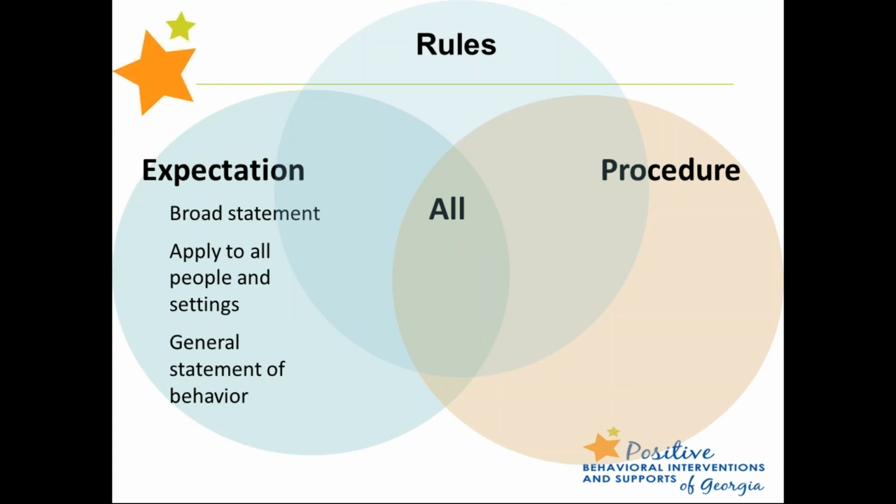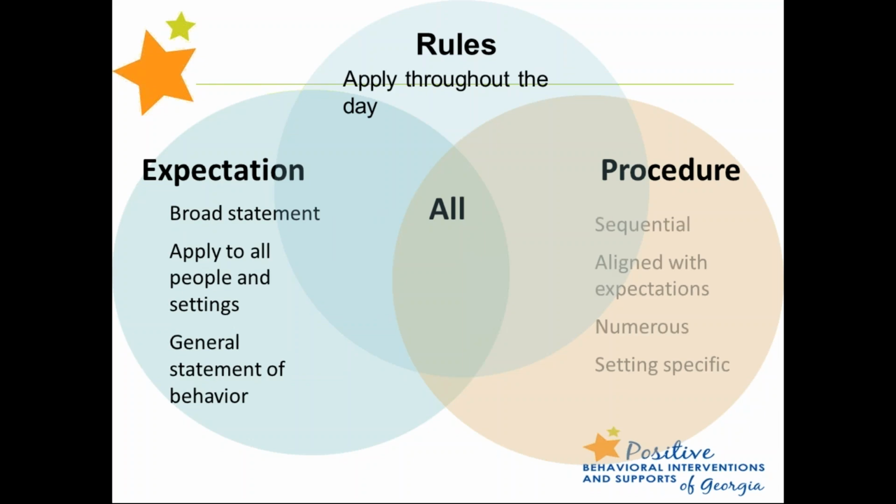Expectations are broad statements that apply to all people in all settings. They are general statements of behavior you expect in your school. Rules are more specific and apply throughout the day in all settings. Procedures are sequential steps that can help to operationalize expectations and rules. Therefore, they should be aligned with the expectations. They are numerous and are setting and activity specific.